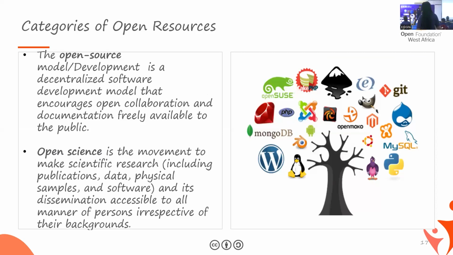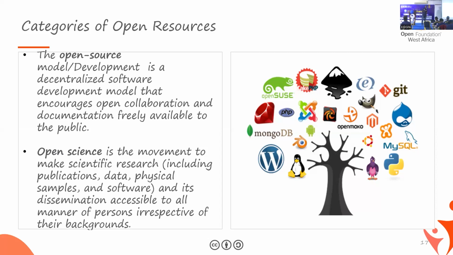Then we have open source. So the tech guys, you know what open source is? That one talks about software development that encourages open collaboration and documentation freely available to the public. So all the software here is open software. Then the last one, open science. Open science is the movement to make scientific research, including publications and all these things, open.